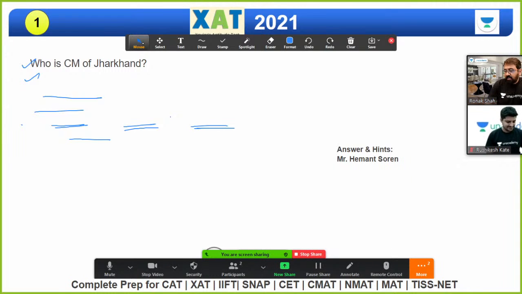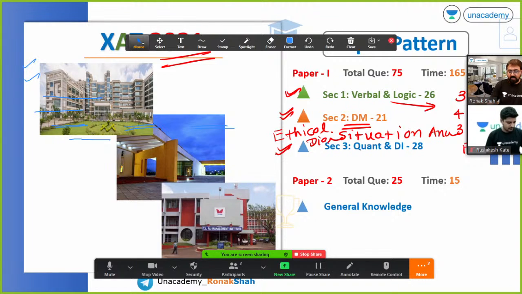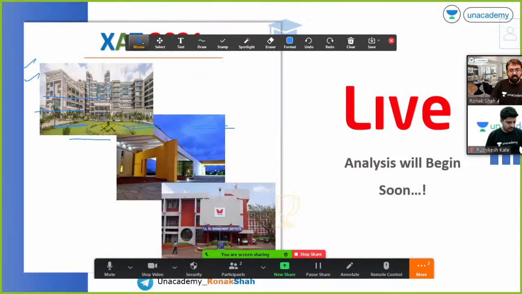Okay, everyone, if you can just mention your number of attempts, so that we can quickly tell you what you should expect from this XAT exam, at what score, what will be the percentile. Let me once again show you what the scores and percentile were last year. So here is the complete table of score versus percentile last year.